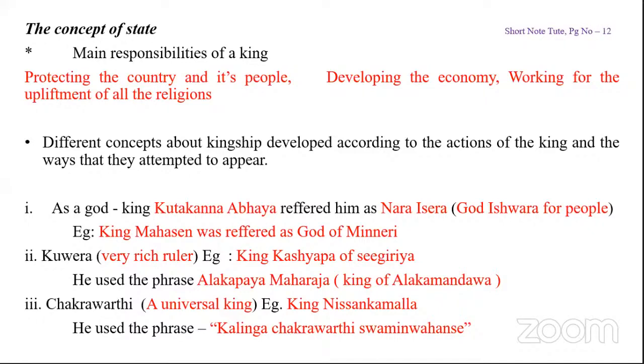So this comes for MCQs and short questions very regularly. The three concepts: as a god, as a very rich ruler Kuber, as a Chakravarti, a universal king. Okay, write that note also. Now we have less things to do now. So we have to discuss two more questions, answers, and even some short notes to end the third lesson.